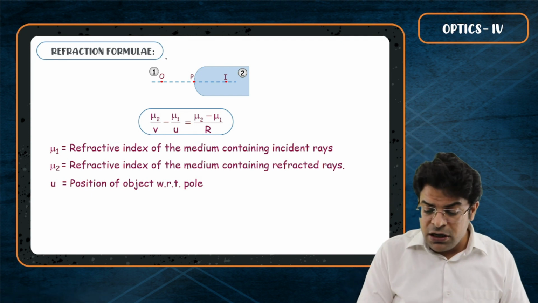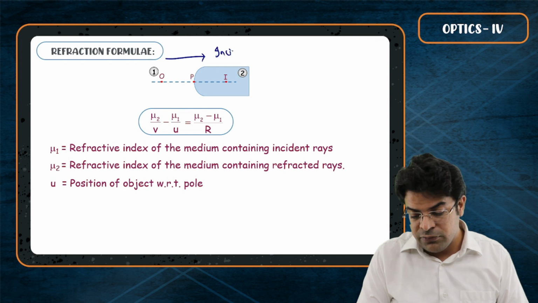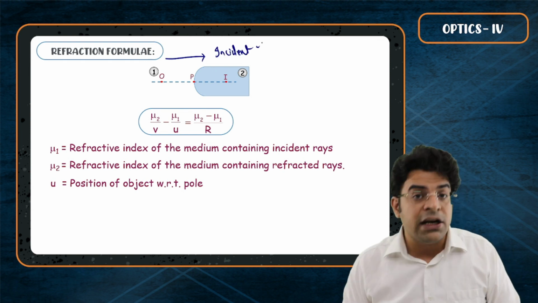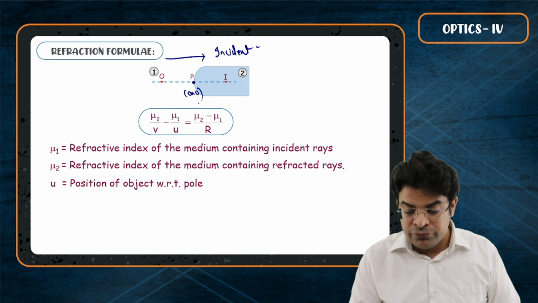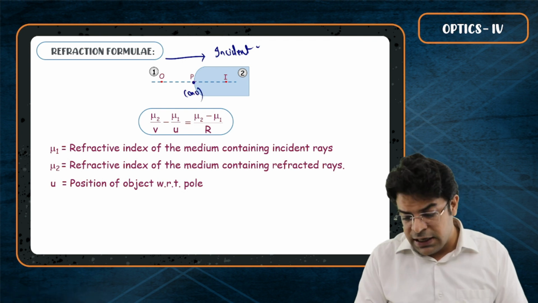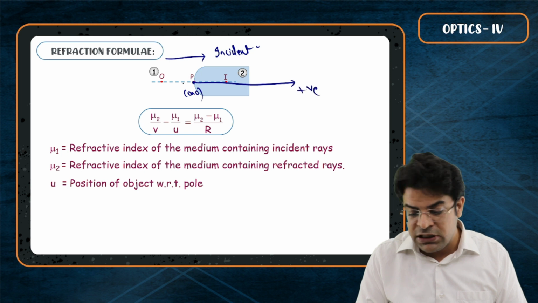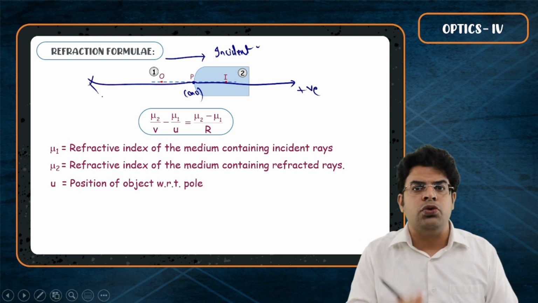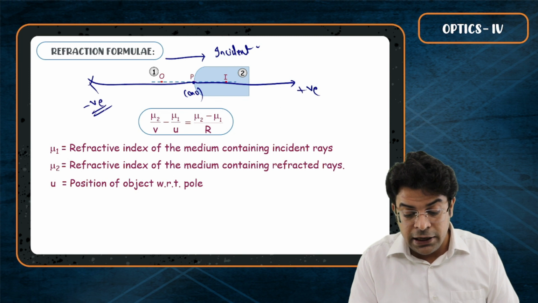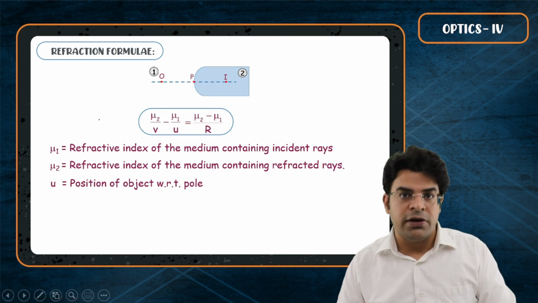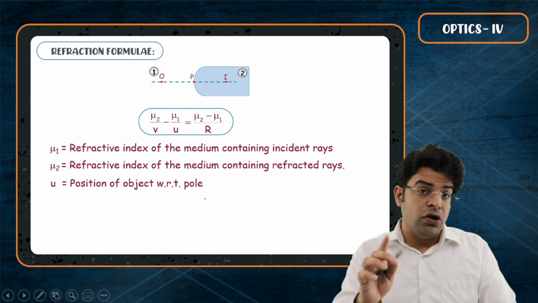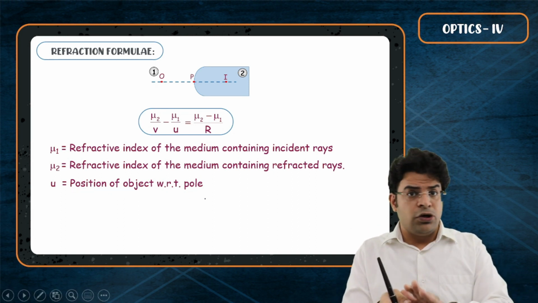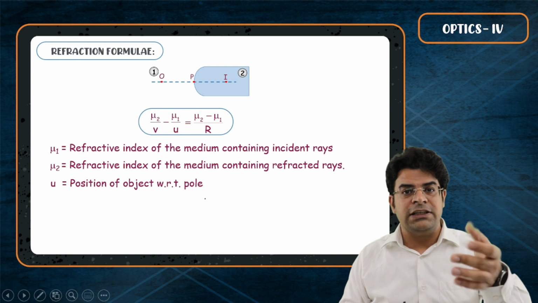The direction of motion of incident ray is taken as the positive direction. You again take pole as the origin, and the direction of the incident ray as the positive direction, and the direction opposite to the incident ray as the negative direction. So this is important. So what is U? Position of object with respect to pole, not distance of the object with respect to pole. No, position of object with respect to pole.